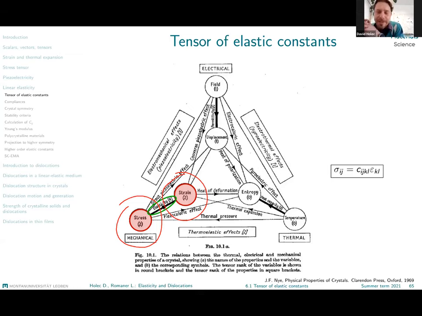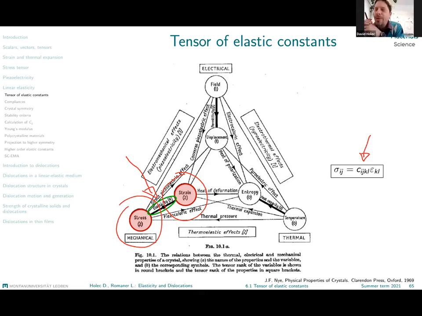From previous lectures, we know that both of these are described by second rank tensors, and therefore the phenomenon that connects them, elasticity, is a fourth rank tensor. So we will be dealing with a quantity which, in the tensorial format, has four indices.